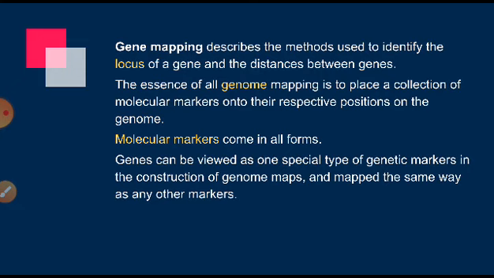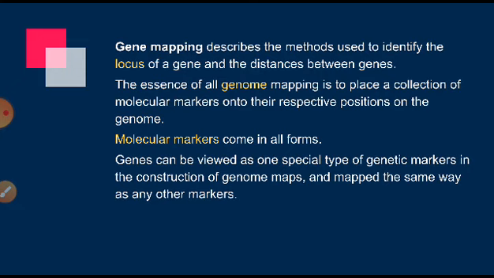So gene mapping describes the methods used to identify the locus of a gene and the distance between genes, right? Because the genome is too big and you need a particular location. So sometimes we know the nearby gene, so we can say that this particular gene is present near that gene. Suppose that you know somebody's house, so you can say that Mr. X is living near Mr. Y. So like that you can give a relative location or relative distance between the genes.